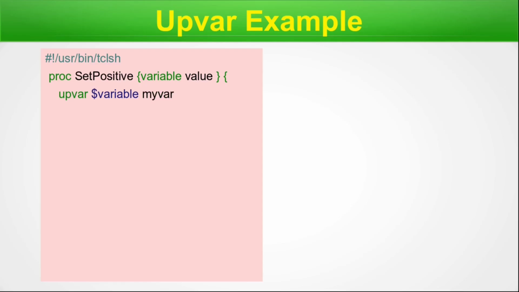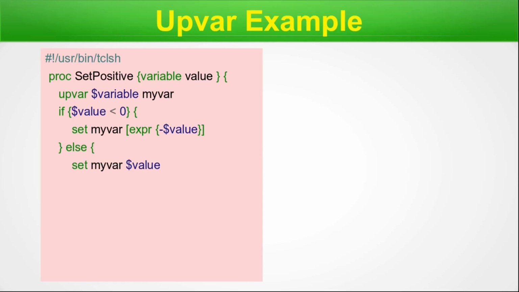Now what we are doing, the first line, upvar $variable myvar. So there are two variable arguments coming, right? We are creating an alias of the actual variable that has been passed as an argument. So we are making a reference here. If $value is less than 0, we set myvar with expr, and within the curly brackets, minus $value. So we get a positive value here. Else set myvar with $value. And we close and return.